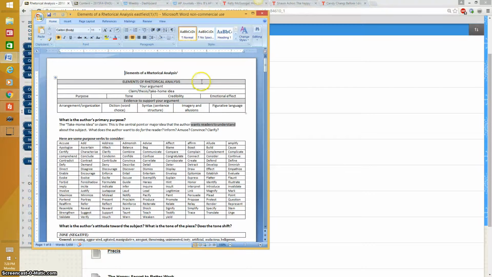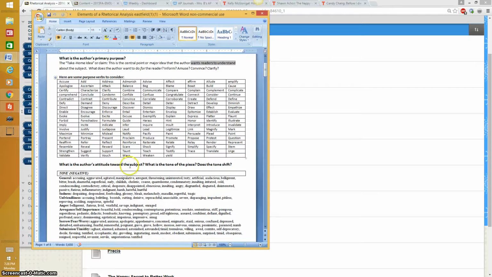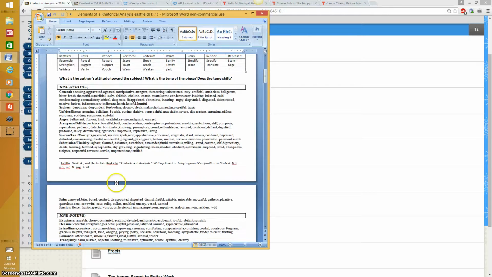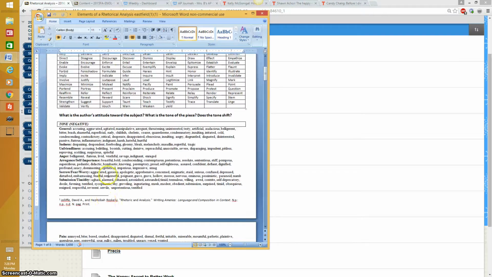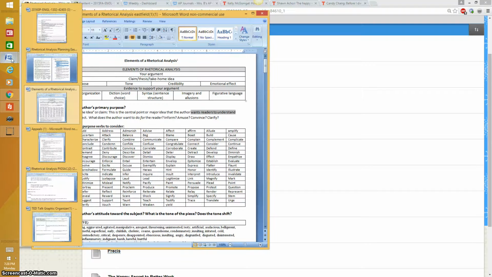You've seen this before. It's the elements of rhetorical analysis. And so it breaks down the different parts. What's the authors, speakers, photographers, primary purpose, and here is the purpose verbs. What is the tone? Okay, and so use this as you complete the graphic organizer. It will help you find the precise language and make sure you're looking at the right elements.